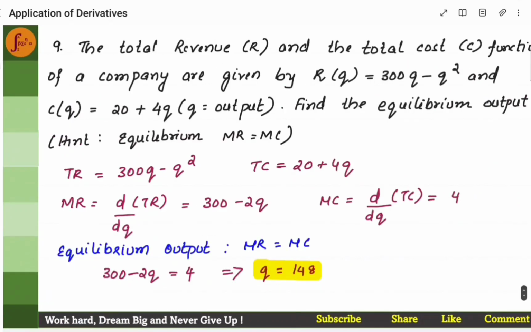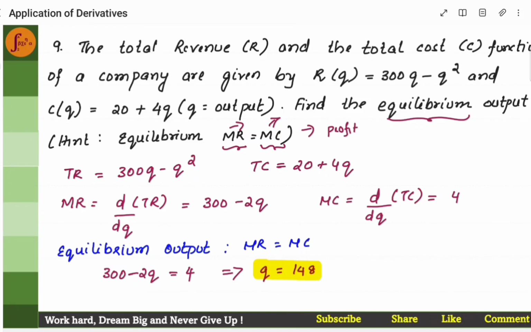Let's go to the 9th problem. The total revenue and the total cost function of a company are given. Revenue is given, cost is given, and Q is the output, or the units. Find the equilibrium output. Equilibrium means marginal revenue is equal to marginal cost. That's when we say it's equilibrium. That is, inflow and outflow should be the same. When inflow and outflow are the same, that's when we can say it's at equilibrium, or it's in the profit maximization state.